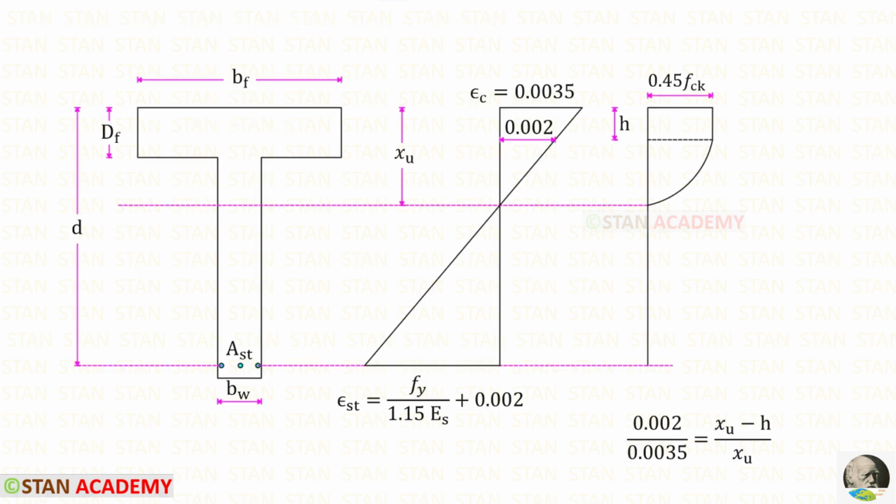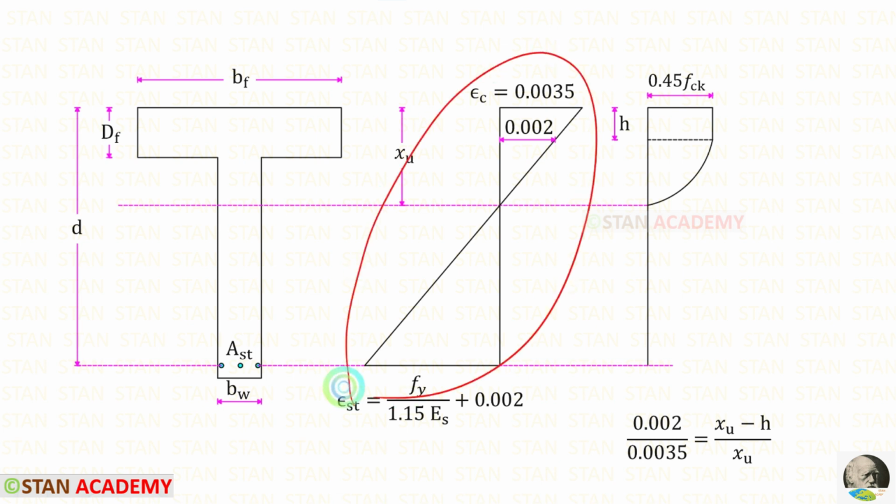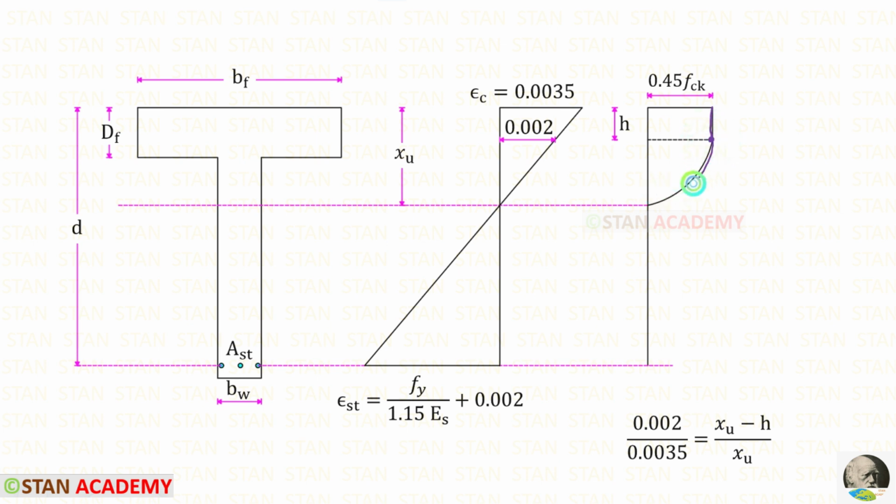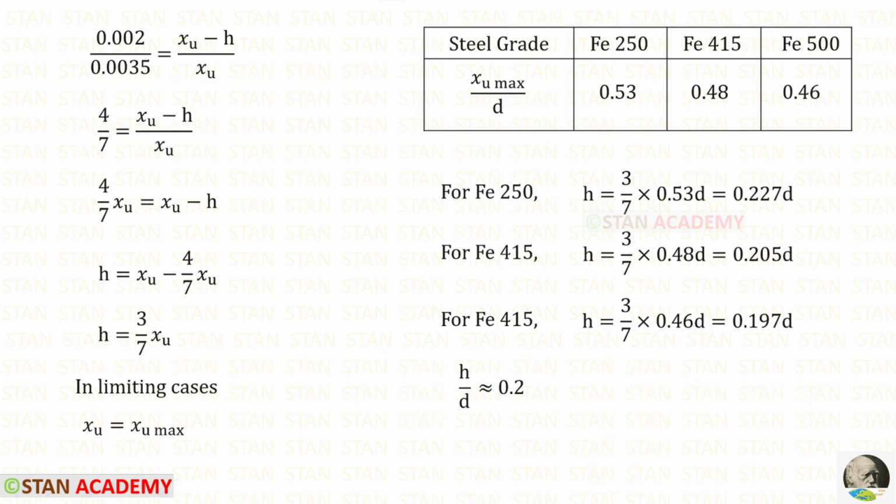From the previous derivation, we know that this is the strain block diagram and this is the stress block diagram. In the stress diagram, you can see that up to here we have straight line and from this point we have curve. In this point, the strain will be 0.002. Let us keep this height as h. We can take this triangle. Using the similar triangle rule, we can form this expression. Using a calculator, for this we will get 4 upon 7. After simplifying, for h we will get 3 upon 7 xu.